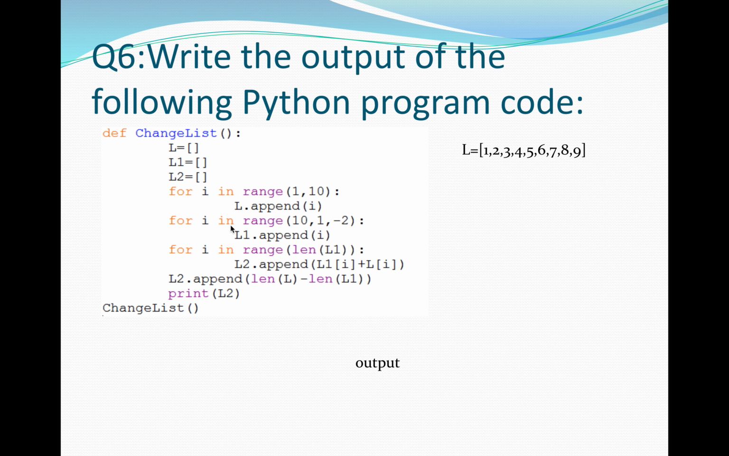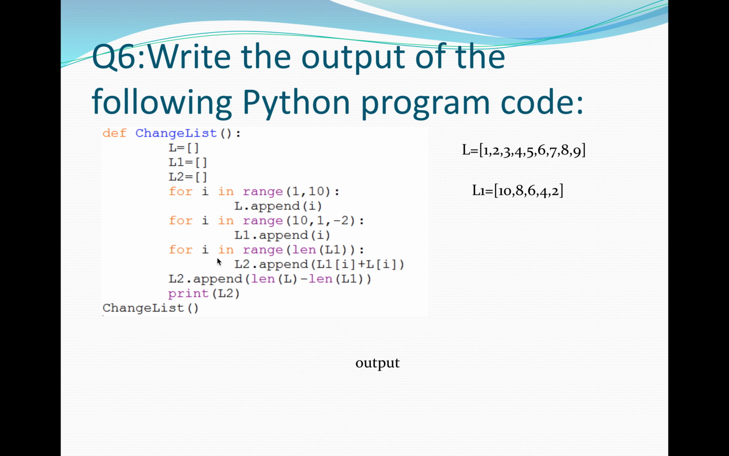Appending to a list, it will get the values 1 to 9. Similarly, in the next case, for I in range 10, 1, minus 2, L1 dot append. So here what are the values? 10 to 1 in reverse order, with step value 2. So every time it decreases by 2: 10, 8, 6, 4 and 2. So these are the values of L1.